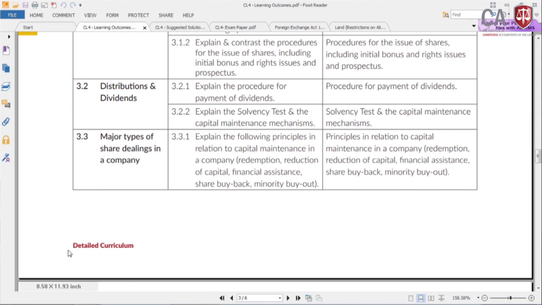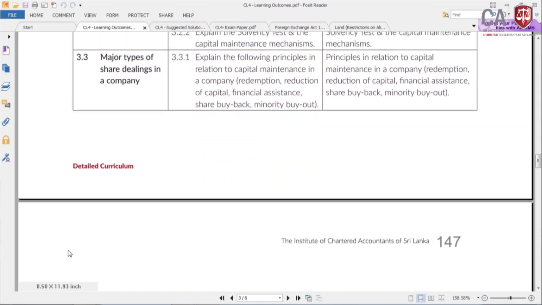You are able to explain the following principles in relation to capital maintenance in a company: redemption, reduction of capital, financial assistance, share buyback, minority buyouts and so forth. And thereby having specific knowledge on the principles in relation to capital maintenance in a company: redemption, reduction of capital, financial assistance, share buyback and minority buyout.